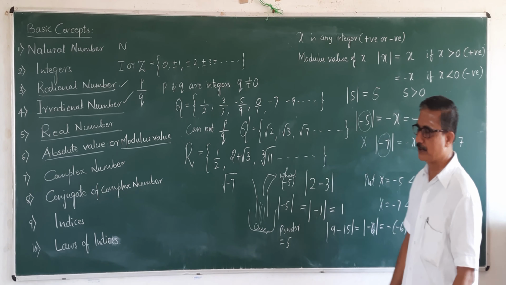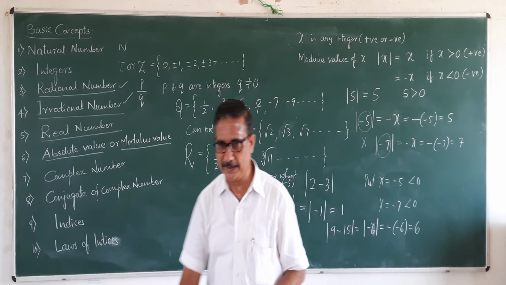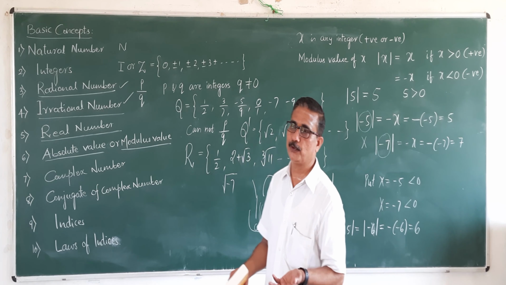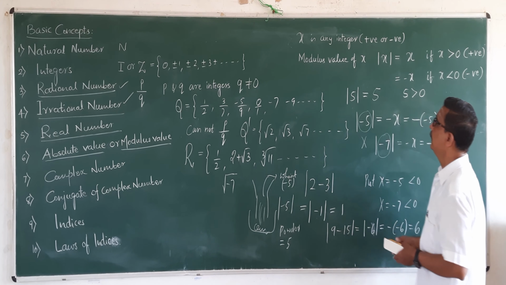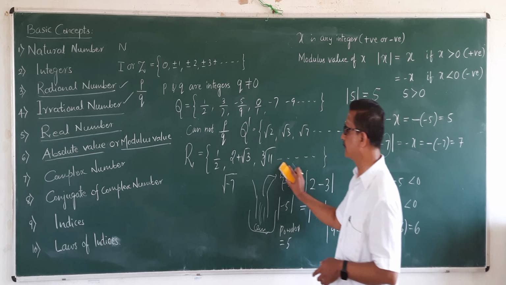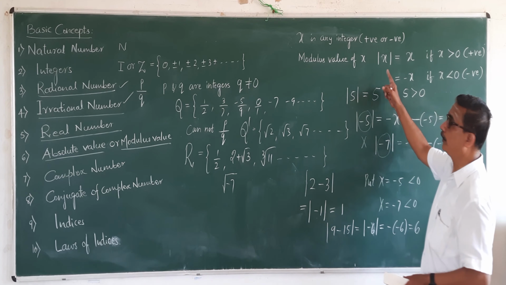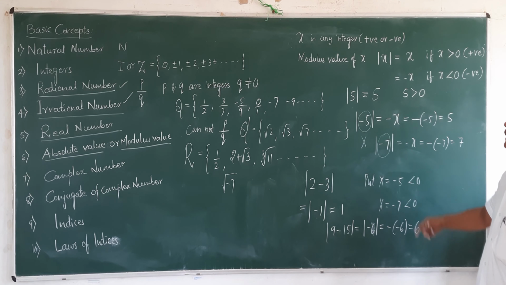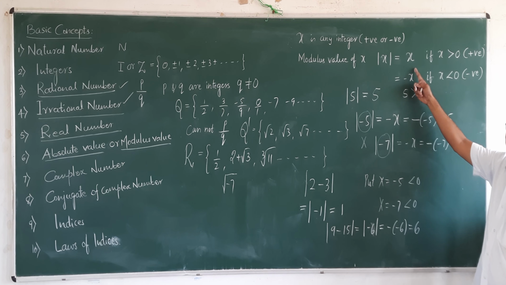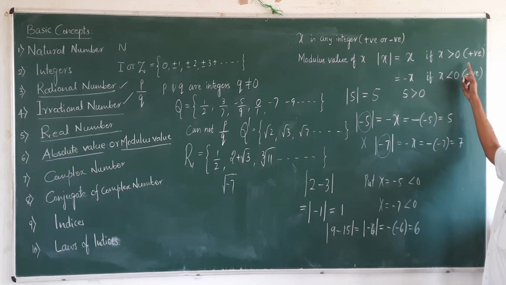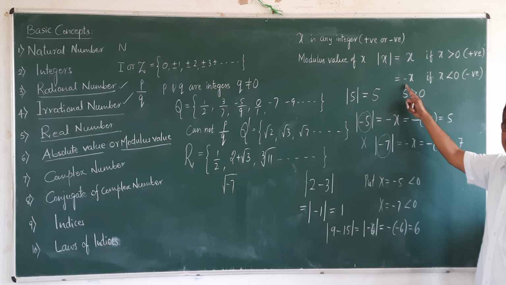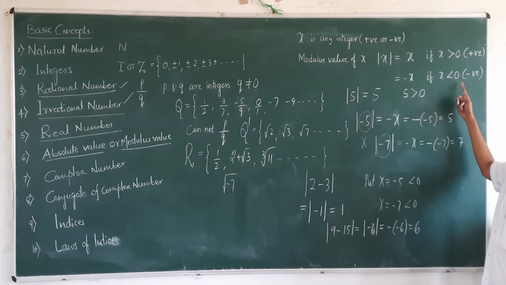So what is the definition? If x is any integer, either positive or negative, then the absolute value of x, or modulus of x, is denoted by mod x and is defined as: mod x is equal to x itself if x has a positive sign, and minus x if x has a negative sign.